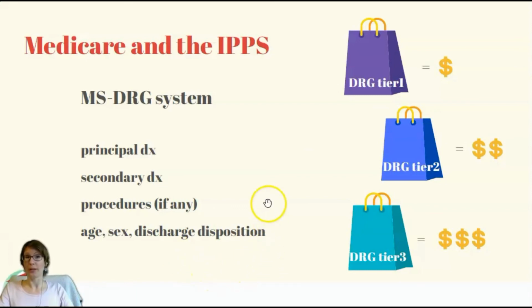The grouper analyzes attributes of every given case, such as the principal diagnosis, the secondary diagnoses, any procedures if they were performed, and for some DRGs, also the age, the sex, and discharge disposition of the patient. The more severe a case is, the better it will pay.